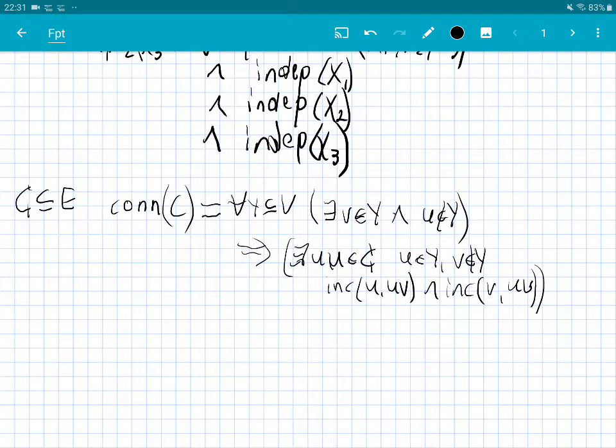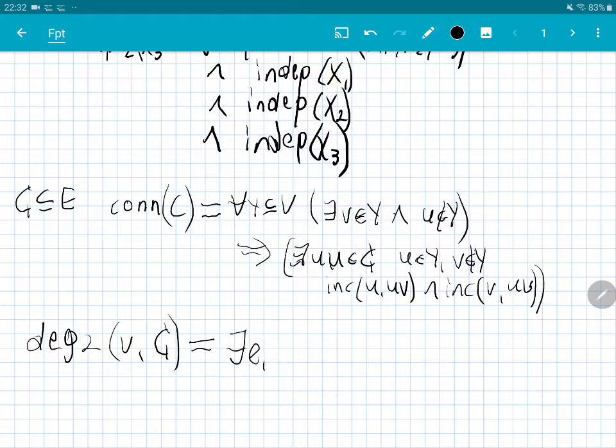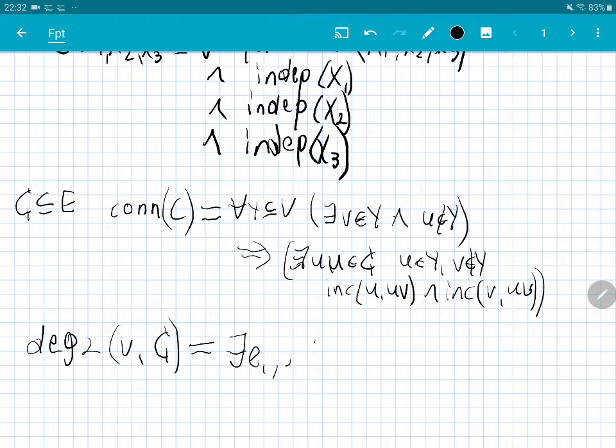Okay, the next primitive we need is the degree 2 primitive. So the degree 2 primitive: given a vertex V in the cycle C, verify that there are only two edges that V is adjacent to. And this is very easy. So how would we say it? Well, we will say that there exist two edges, E1 and E2 in C, so two edges in the cycle, such that they are adjacent to V.